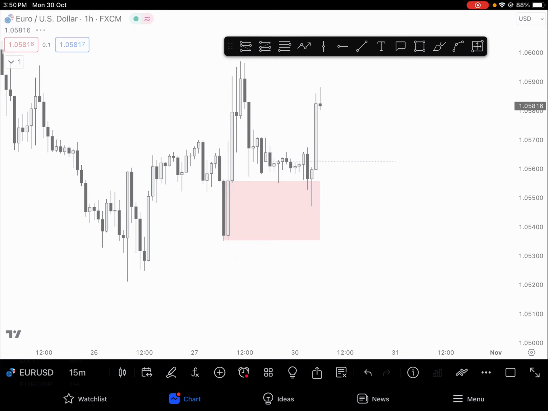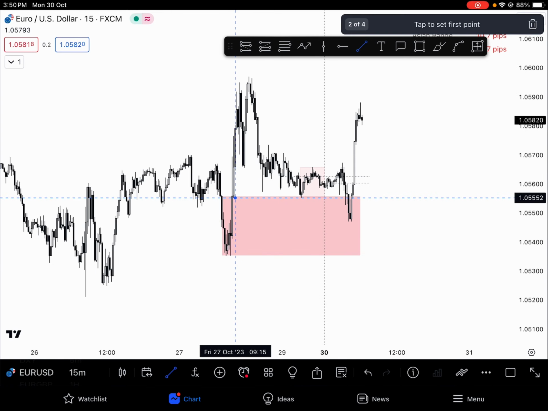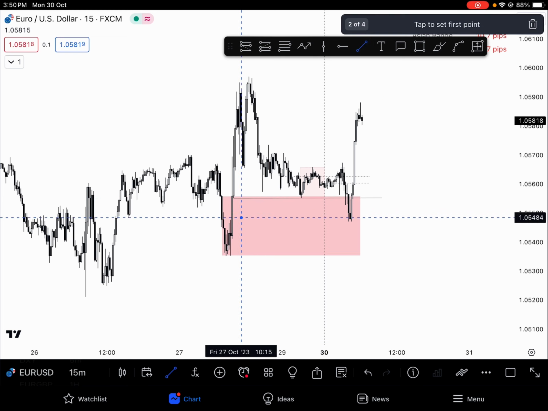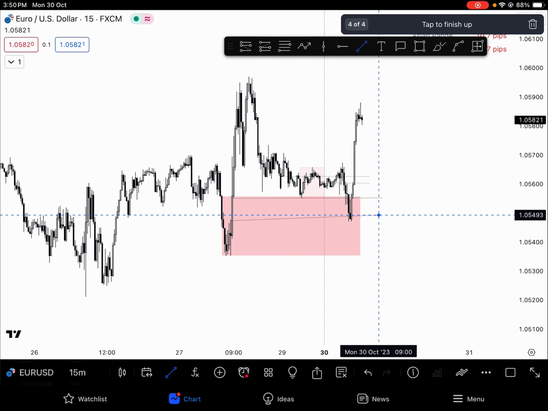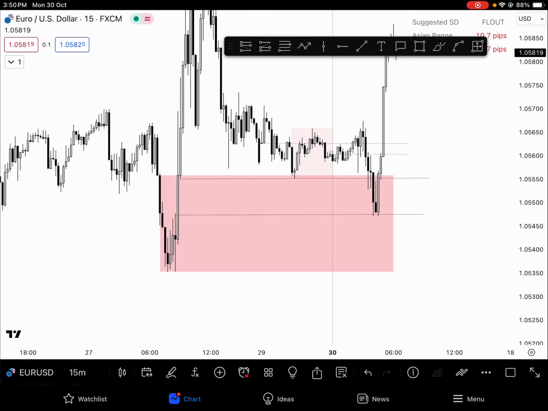Now let's go to the 15-minute time frame and I will show you one thing here. Look, there is a fair value gap inside a higher time frame order block. So that is a good fair value gap. Sorry, I'm mixing up these words. So now this is a good fair value gap.